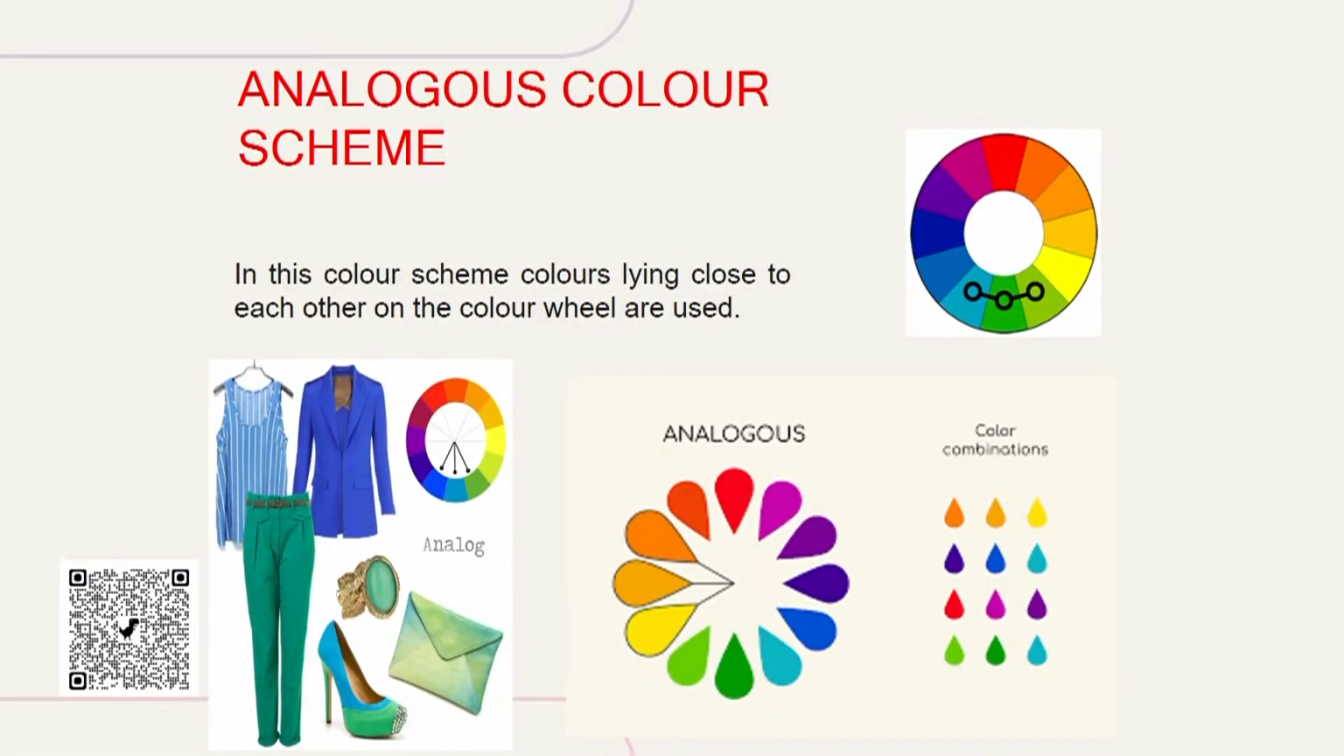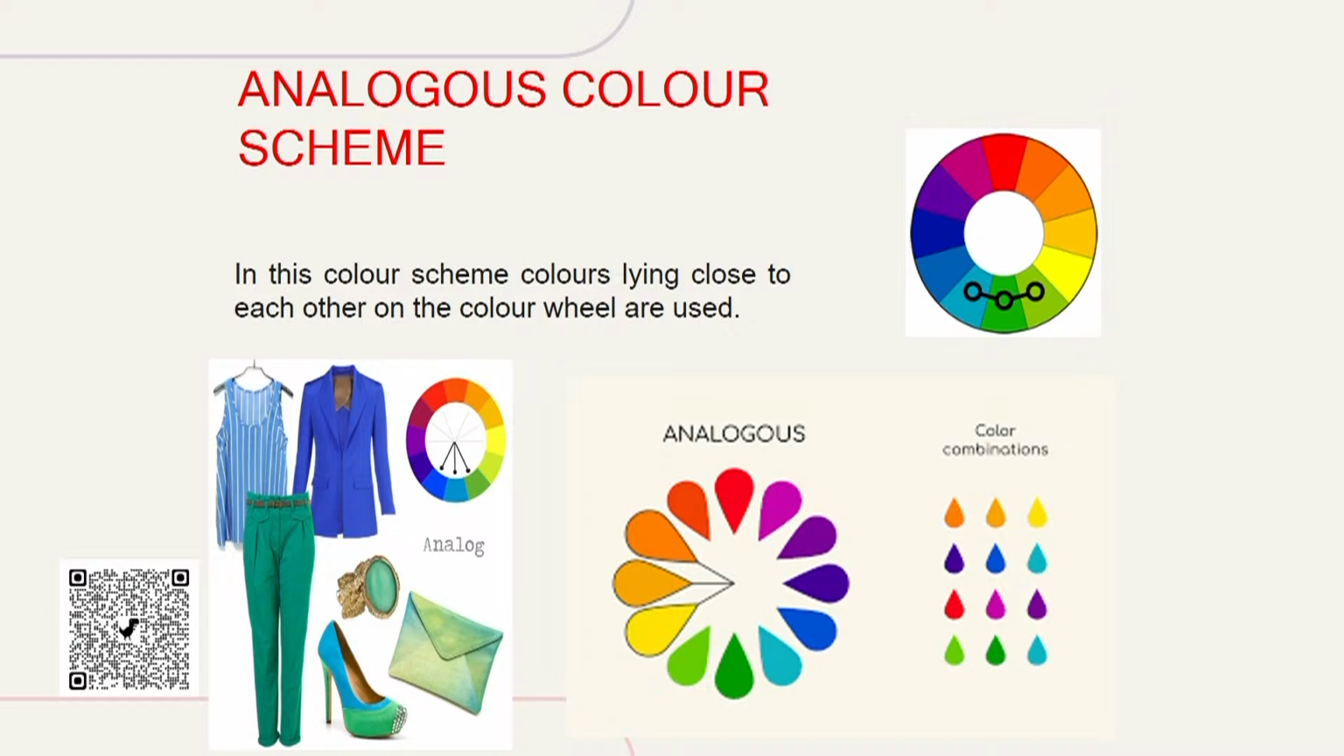The next color scheme is the analogous color scheme. The analogous color scheme also comes under the related color scheme because here the colors are related to one another. In this color scheme, 3 colors are used in total, and these colors lie close to each other on the color wheel. As you can see, these colors are adjacent to one another.